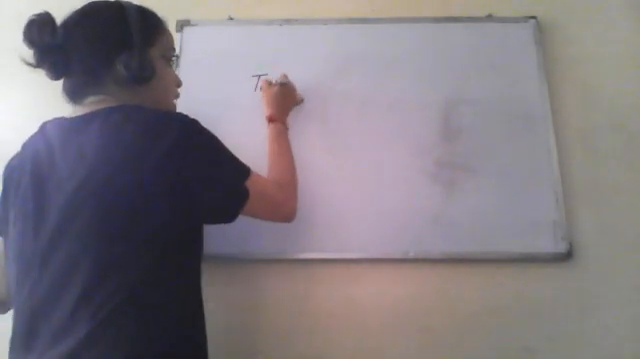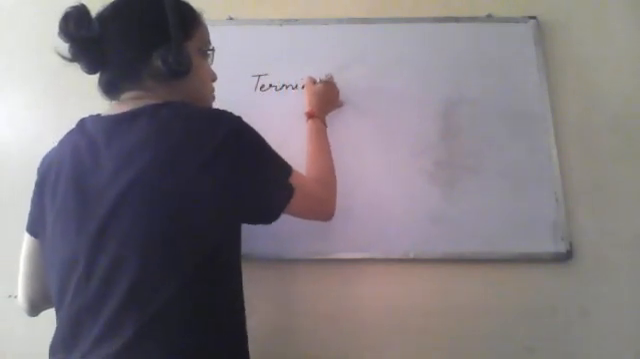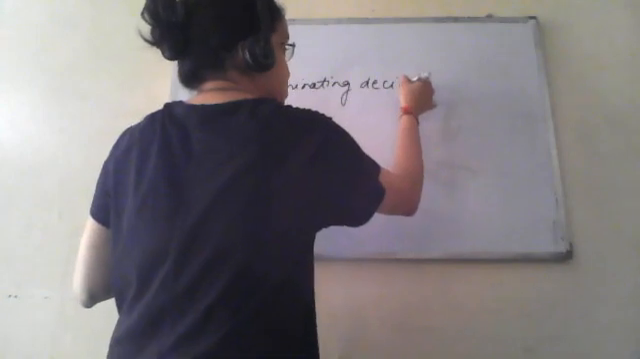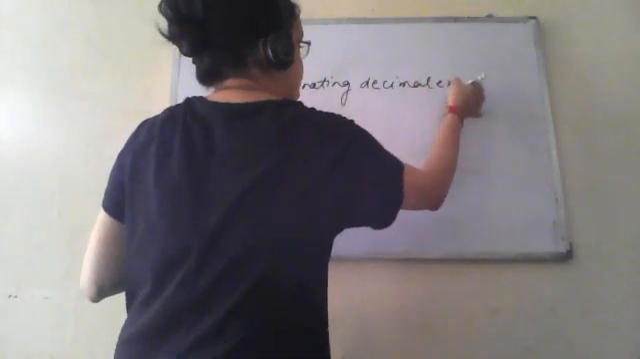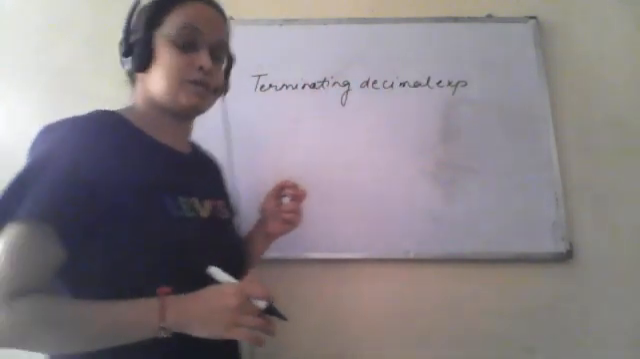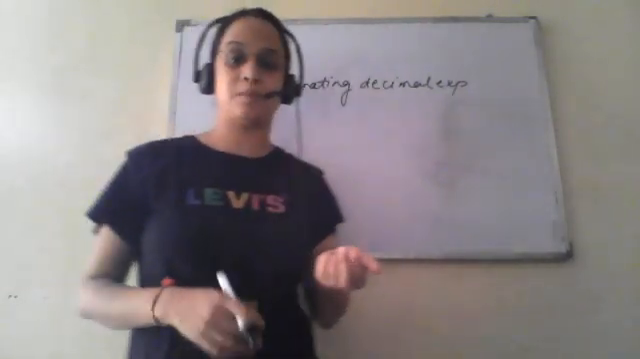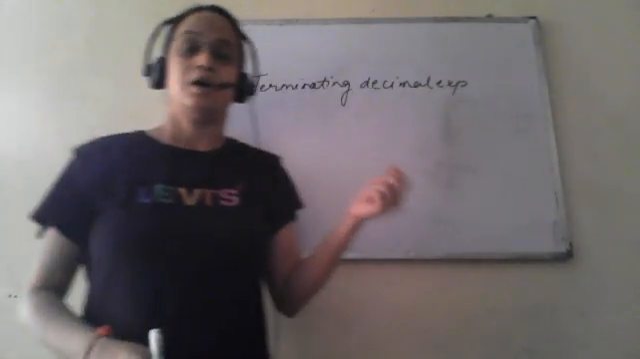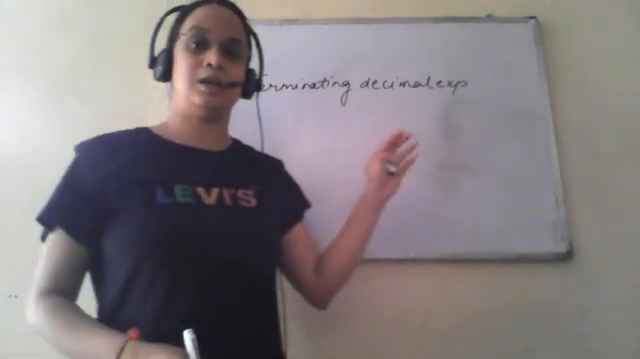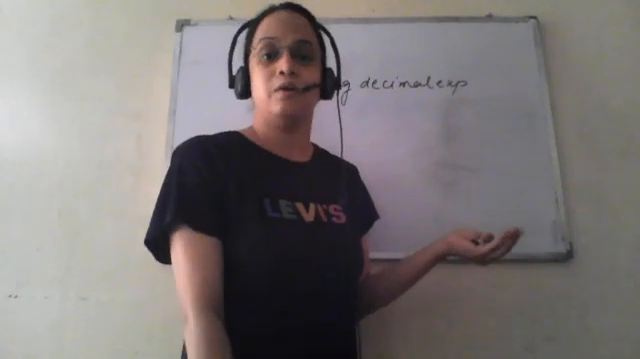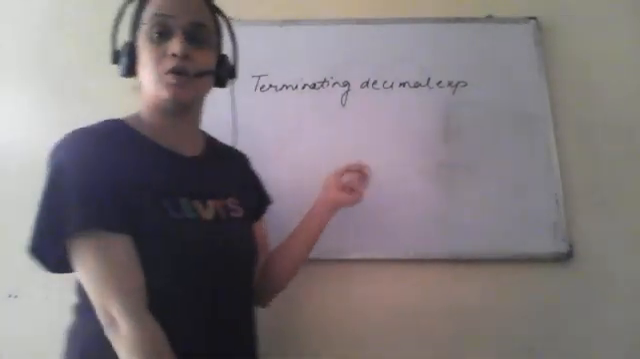Okay, so just a brief of what I told. Terminating decimal expression: in this type of division, after a finite number of steps, or after a definite number of steps, the remainder was zero. This means the division process came to an end after a fixed number of steps; that terminates, or it ends.